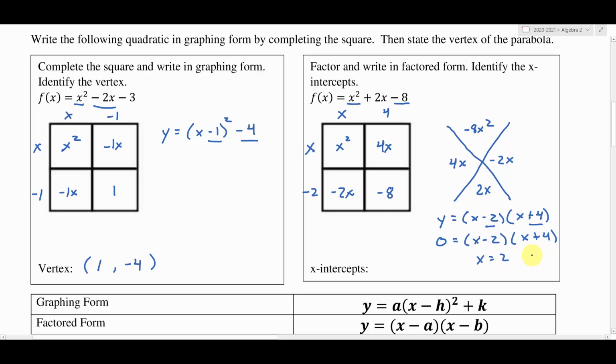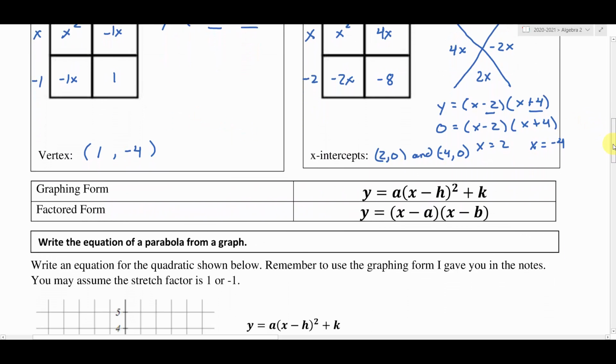If we did it in the second parentheses, we would get x equals -4. So I will have an x-intercept at (2, 0) and (-4, 0). So there's my two x-intercepts, and again, you can verify those x-intercepts by graphing this in your calculator and just looking at the graph. Okay? All right, so that's your review on completing the square and factoring.